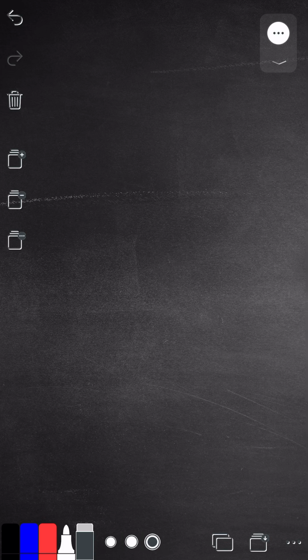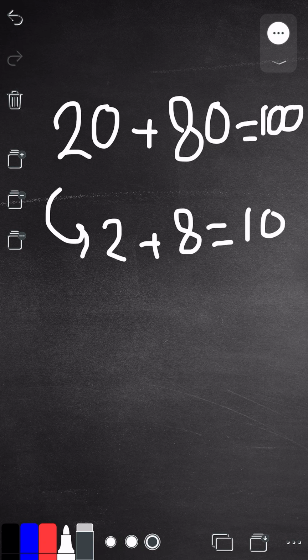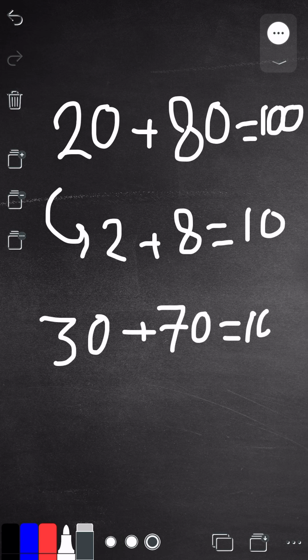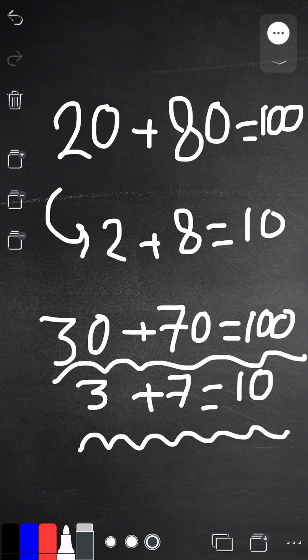Here's another example. 20 plus 80 equals 100 because 2 plus 8 equals 10. 30 plus 70 equals 100 because 3 plus 7 equals 10. If you know the number pairs of 10, you will know the number pairs of 100. And as you can see, the multiples of 10 are multiples of 5 because they end with zeros.